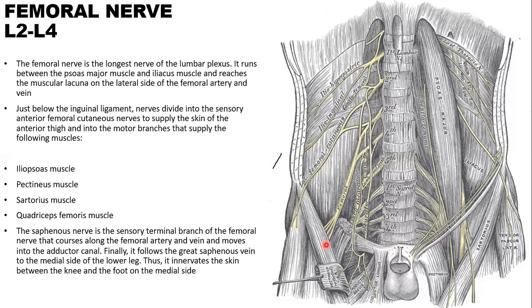From there, the femoral nerve is going to continue as the saphenous nerve. This saphenous nerve is the sensory terminal branch of the femoral nerve that courses along the femoral artery and vein and moves into the adductor canal. Finally, it follows the great saphenous vein to the medial side of the lower leg. Basically, it's going to supply the medial skin of the lower leg, between the knee and the foot on the medial side. That's the saphenous nerve.